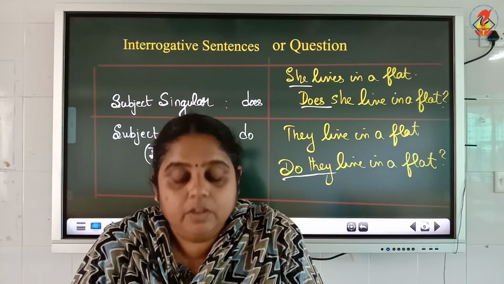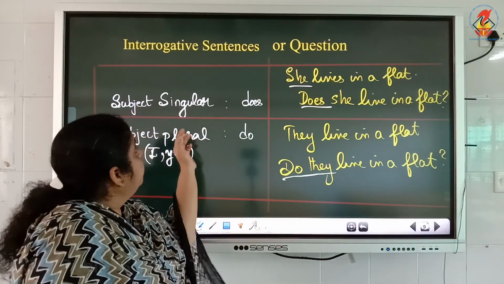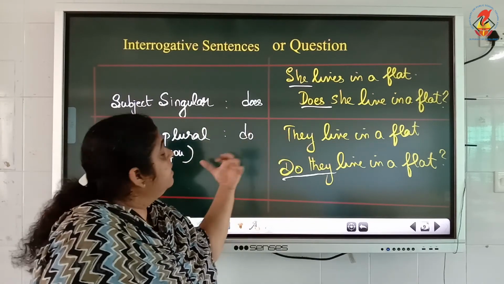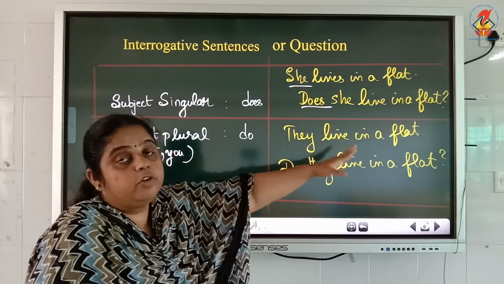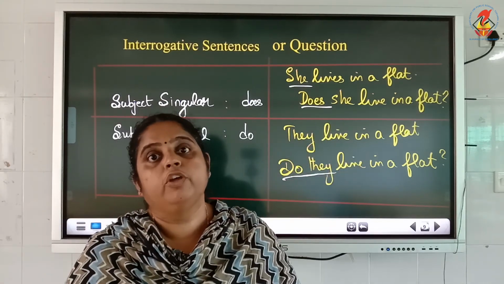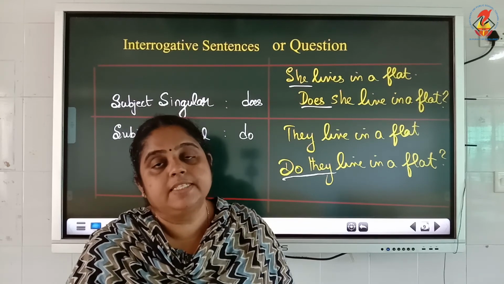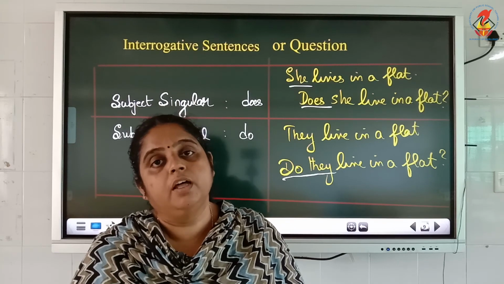Like that, please do the rest of the exercises also. Try it. You can do it. The thing which you have to remember is, if it is singular, use does. If it's plural, use do. And after that, you have to use only the original form of the verb. Don't add s or es or ed or anything to the verb. Use the original form of the verb.